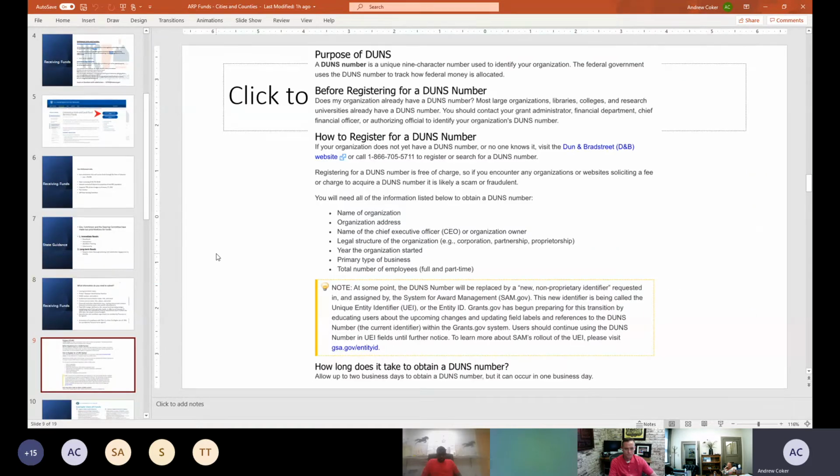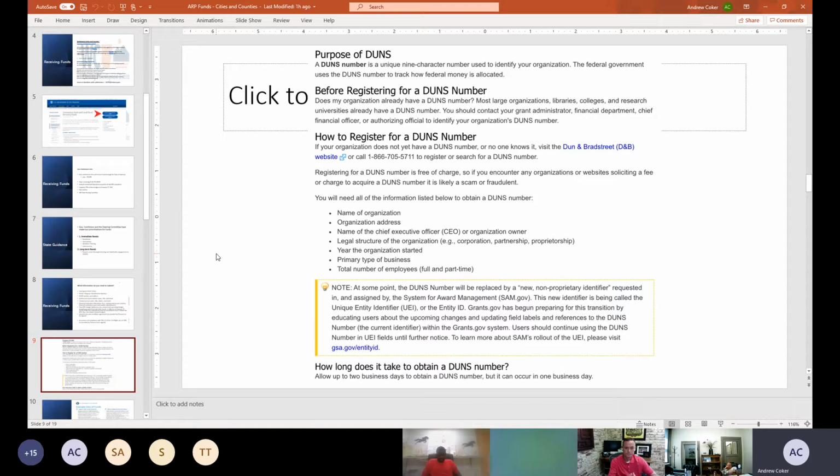Just a little note on the DUNS number. It's basically a number that you need for the federal government to be able to track how funds are allocated. It's 9 numbers. It's a very straightforward process, and they just use this to make sure that it's going to the right places.